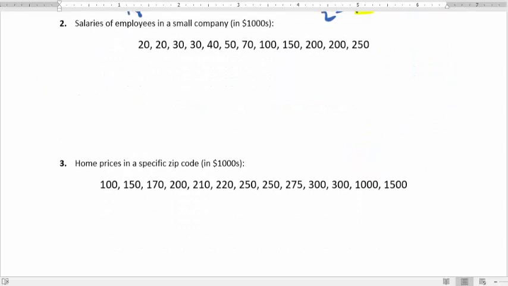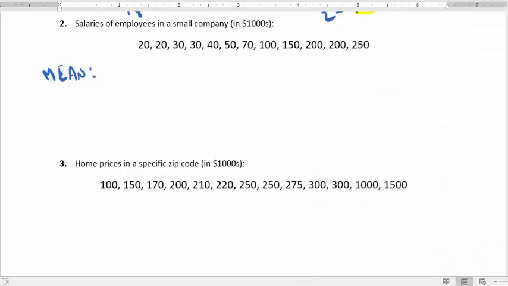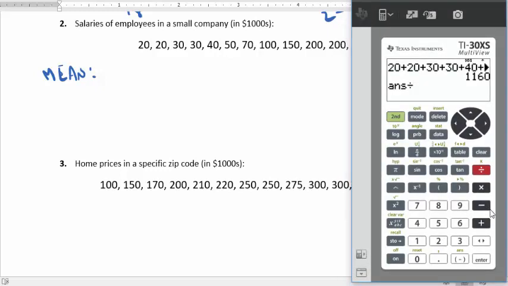Okay. And then you do the similar thing with the salaries of employees in the company. And that's measured in thousands. So if I wanted to do the mean here, this I'm probably going to use the calculator for, right? I would add them all up. So I would do 20 plus 20 plus 30 and so on. And I get 1,160, and then I would divide it by how many there are. And in this case, there's 12, it looks like. Divide by 12.